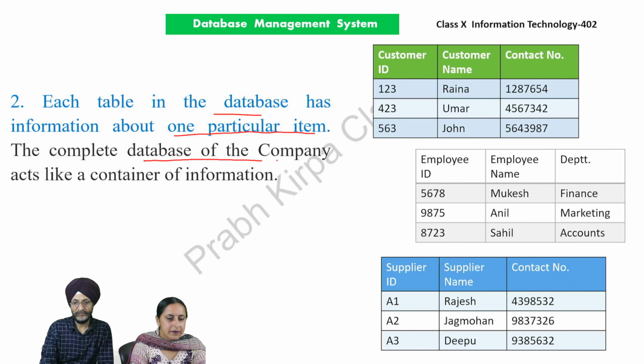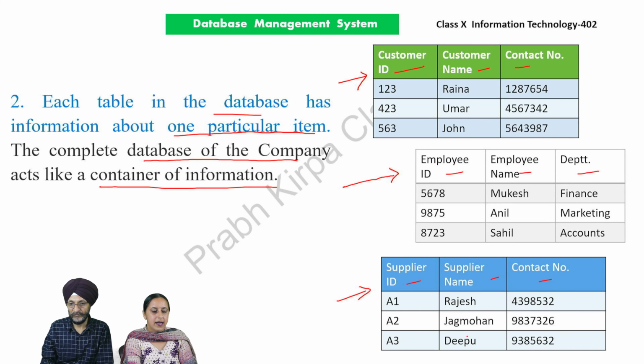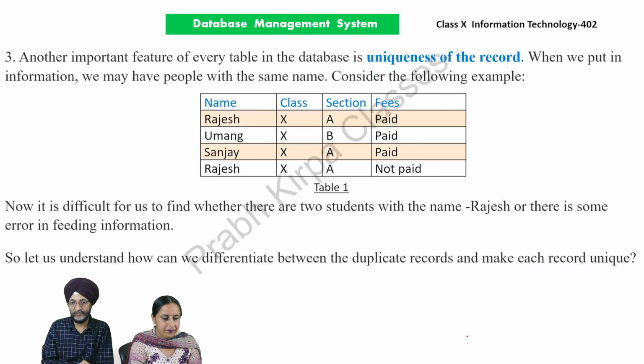The complete database of the company acts like a container of information. The customer table provides information about the customers of the company. The information in respect of employees is available in the employee table. The supplier table provides information in respect of suppliers of the company.